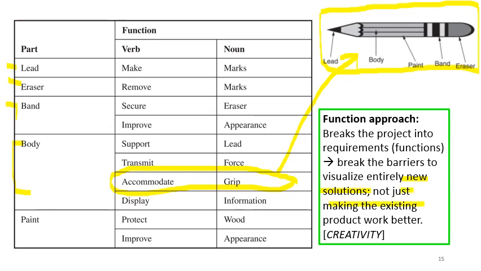So by breaking down a product into its functions, we can think about new solutions and not just about making the existing product work better. We are not just improving the current product, but we are thinking beyond that. We are thinking with new creativity, thinking about new solutions to perform the same functions, but with an alternative method. We are not having the barrier that these functions of, let's say, writing down something must be performed by a pencil with this kind of parts and this kind of shape.